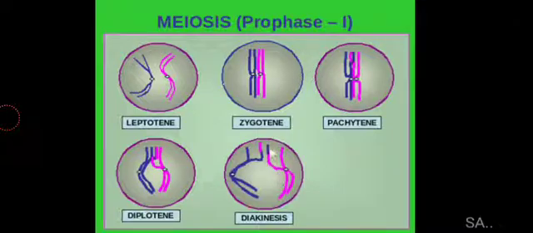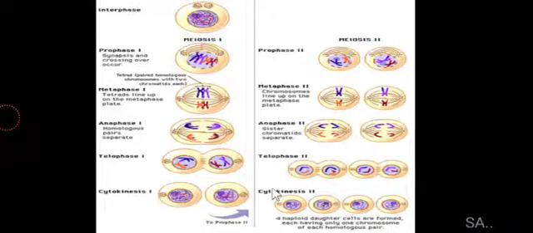Now they are totally separate from each other, and the nuclear envelope also disappears. The nucleolus also disappears, and the spindle fibers are formed because the centrioles have moved to the opposite poles. Now what will happen? After prophase 1, metaphase 1 will start. In this, the tetrads will line up at the equator, the center, at the metaphase plate. You can see easily that they are linked with the spindle fibers.